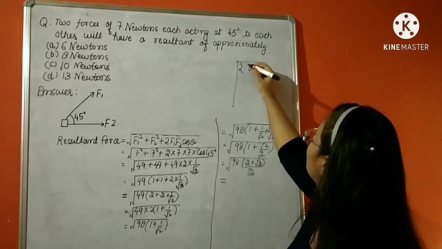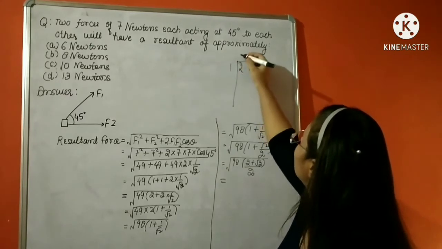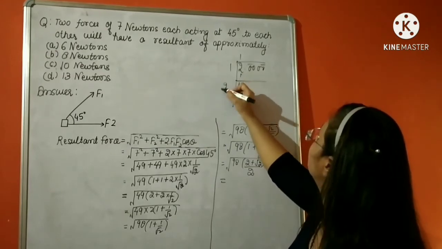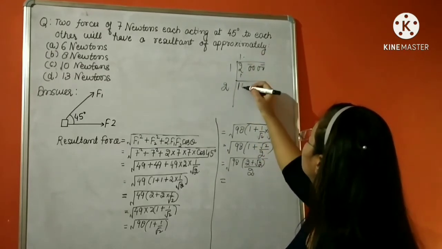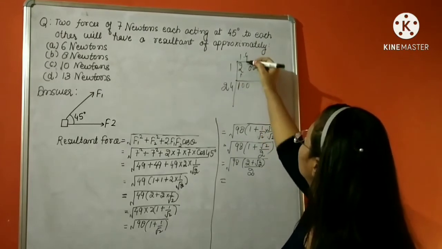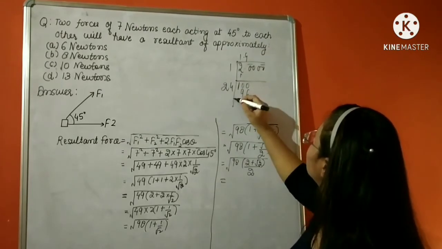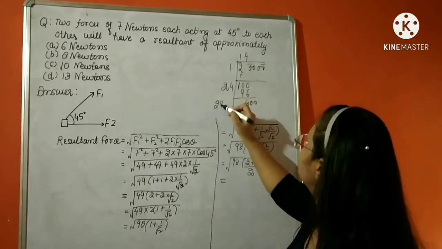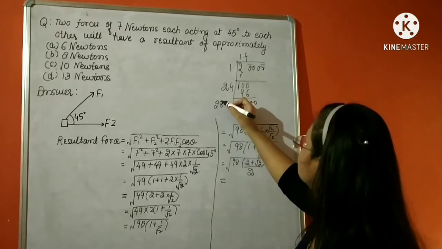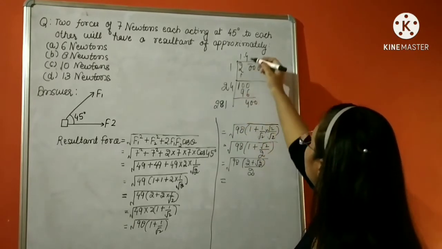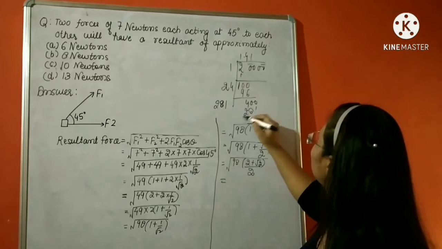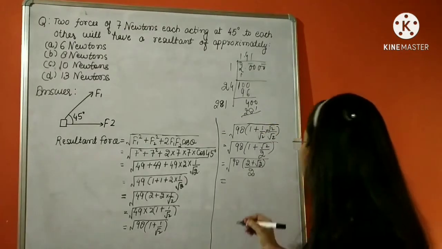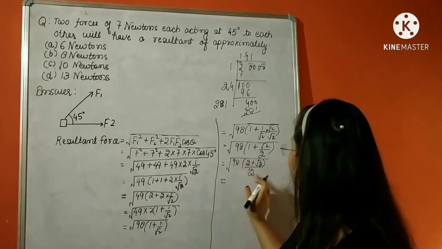The value of root 2 we can find by long division, and so like this we can find it out. The value of root 2 is around 1.41. So the 2 will cancel out.